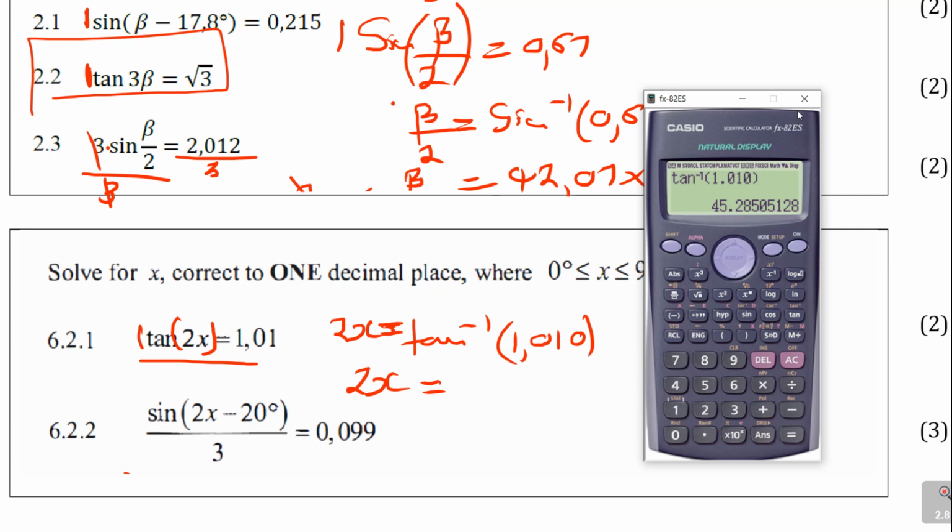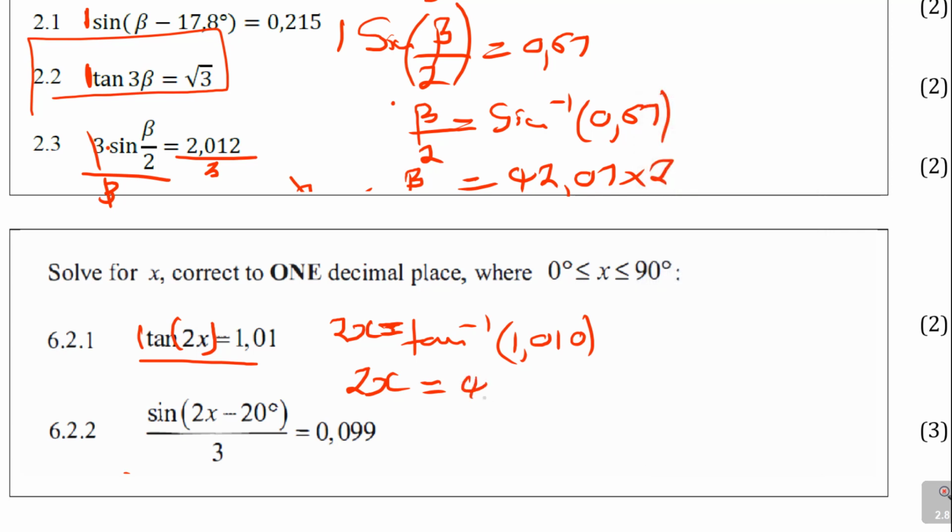Then after that, 45,3. You divide by what? Divide by 2, and then you simplify that answer to 1 decimal place. Alright, it is more like 22,6, which is 22,7, I think, if you round off, but you can test it. Alright, move on to the next one.